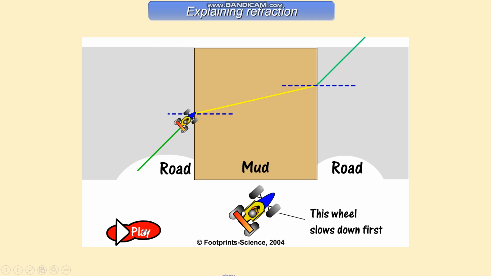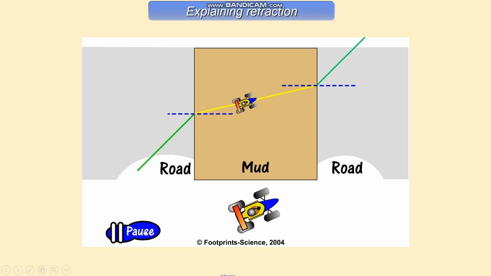Now, once all of the car or all of the beam of light is in the new medium, it will continue to travel at a steady speed and therefore will travel in a straight line. Now, if we're talking about light, we've already said that light travels at 300 million meters per second in air. In glass, it slows down by about 2/3, so only about 200 million meters per second. And when it comes out, this time this wheel gets out first, so it starts to speed up first. This remains slow and it causes it to rotate in that fashion there.